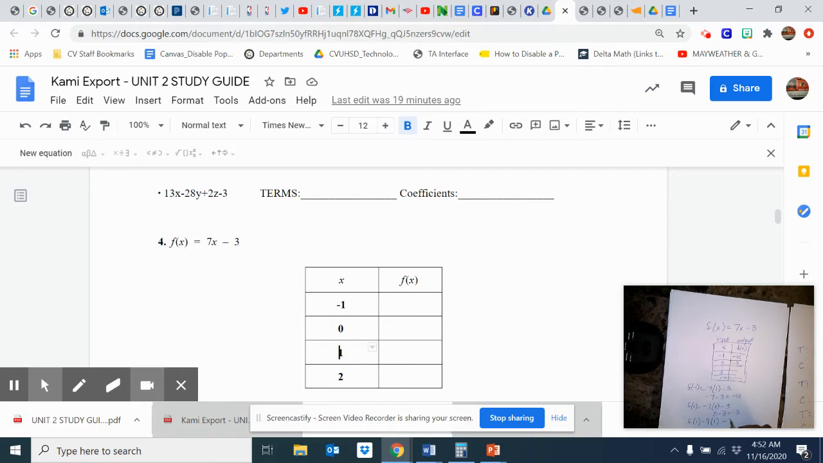Which is 7 minus 3 equals 4. So 4 goes here for that output. And then f of 2 equals 7 times 2 minus 3, which equals 14 minus 3, and then it's 11. Eventually you'll know that these are ordered pairs that you can put. This is your x, this is your y, and you can graph them. So ordered pairs of (2, 11), ordered pairs of (1, 4), and so forth.